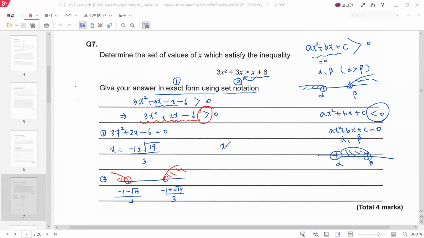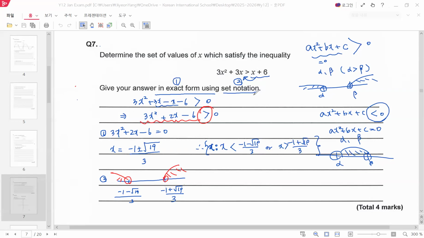Therefore, x is smaller than -1 minus square root 19 over 3, or x is greater than -1 plus square root 19 over 3. But since they ask you to write it down in set notation, just simply use a set, and its element is x. X is defined in this way. That's all, okay?